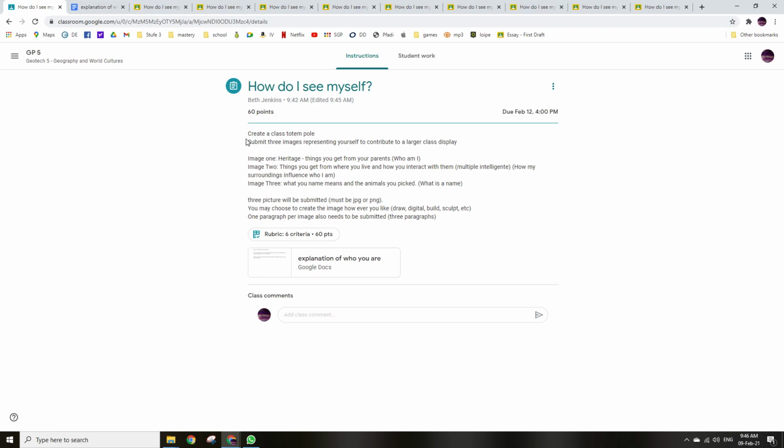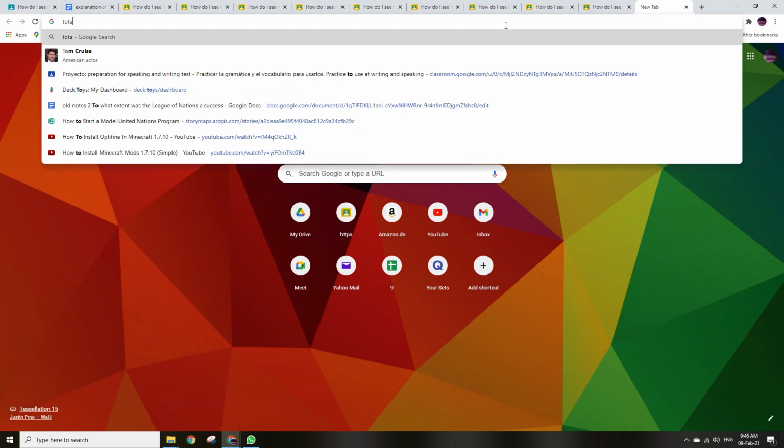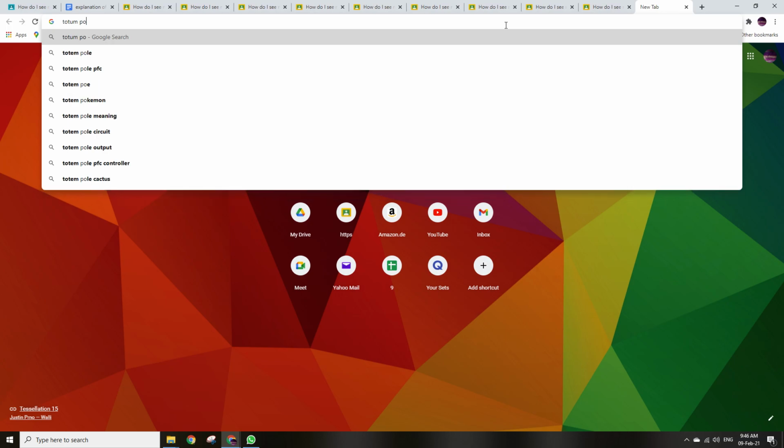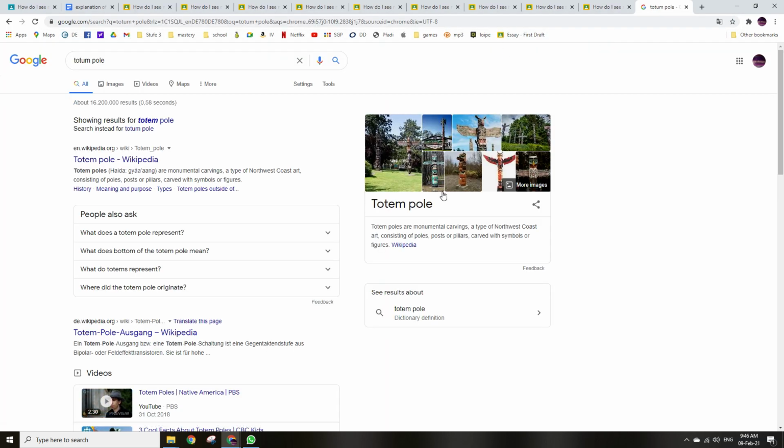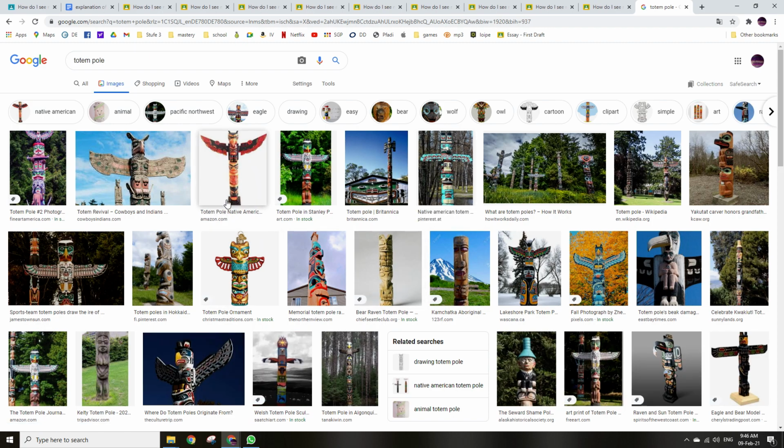Today what we're going to do is create a class totem pole. Actually, I should have pulled up what a totem pole looks like really quick. So here's what totem poles originally look like if you've never seen one. What we're going to do is create one image per person, and those images are basically going to be photographs. And I'll give you examples of what that means.